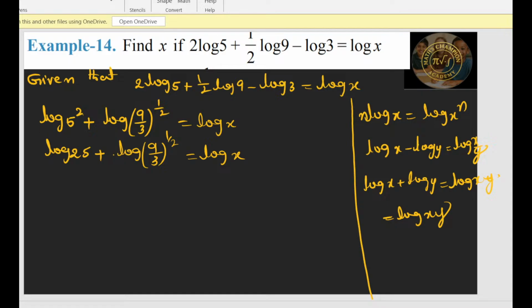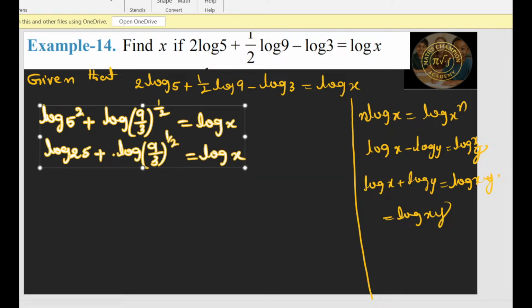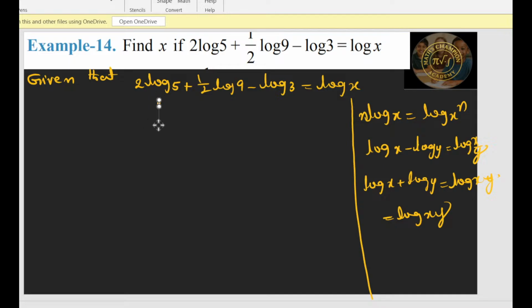Wait, here some mistake is there. Okay, wait. This 1 by 2 is there only for this one term in the question. I took the complete term, but it is a mistake. Okay, we will do it again.